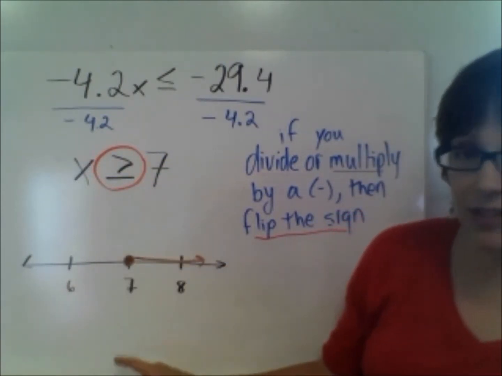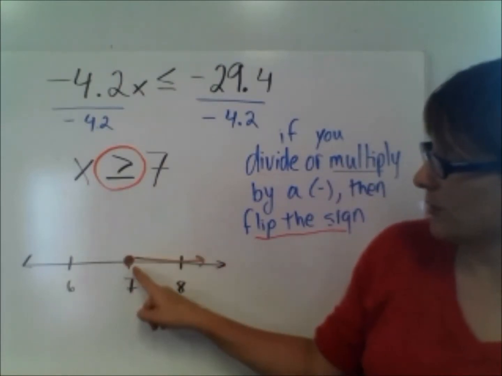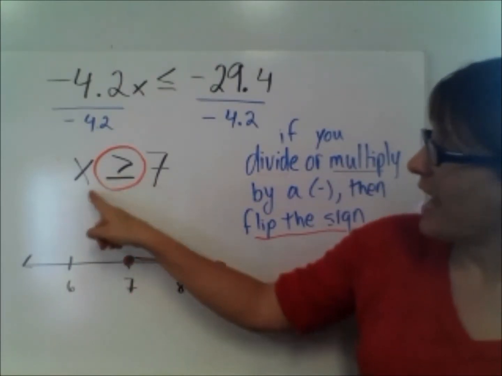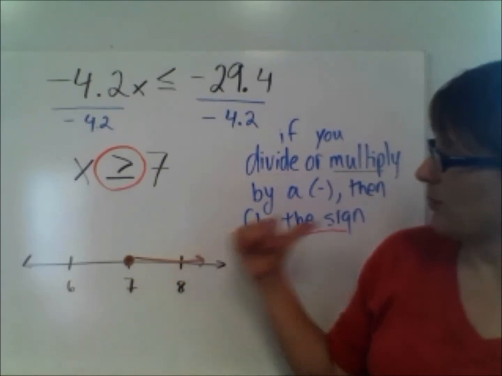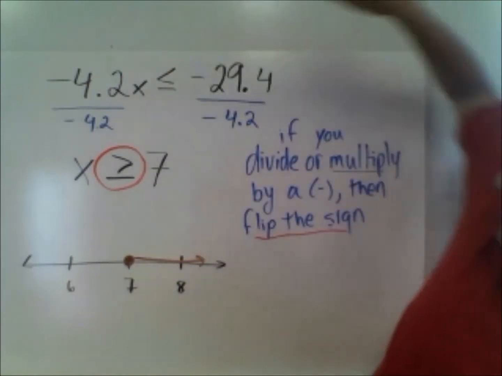Then again, I graph it the same way, or equal to, so it's a full circle. X is bigger than 7, so bigger than goes this way.